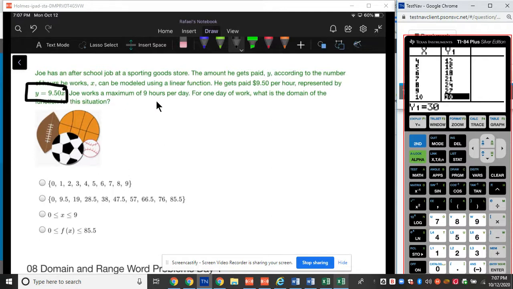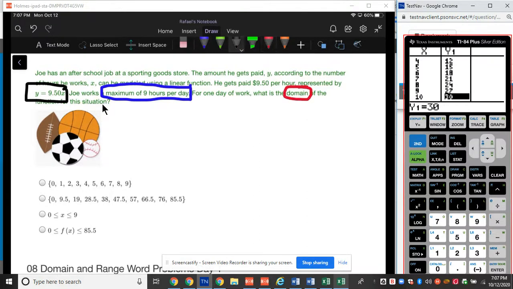Joe works a maximum of 9 hours per day. That's some more important info right there. Maximum of 9 hours per day. For 1 day of work, what is the domain of the function for this situation? Okay, there's the other word that gives us a clue to what they want.